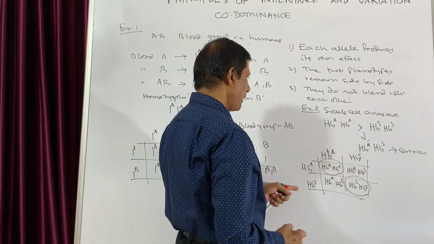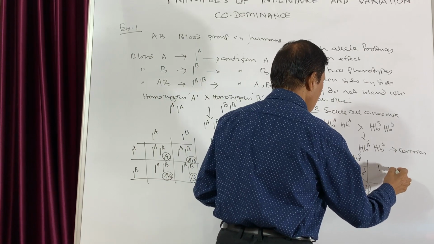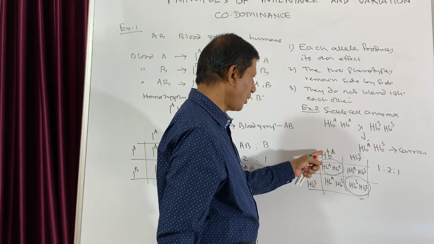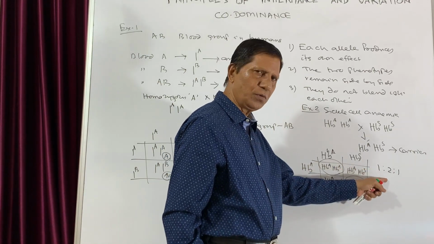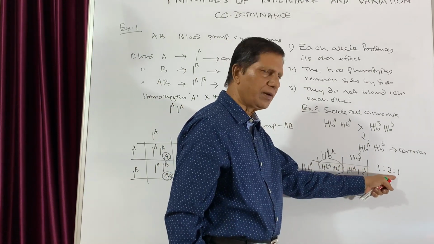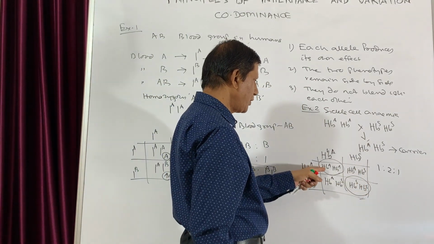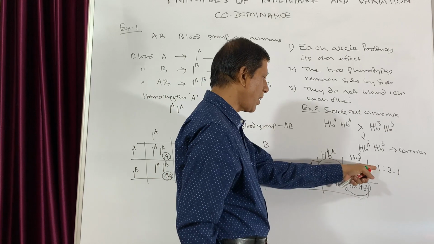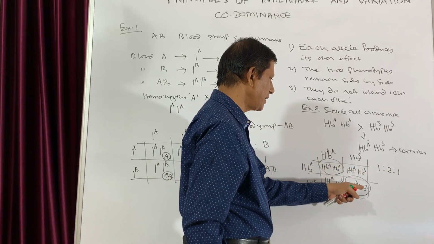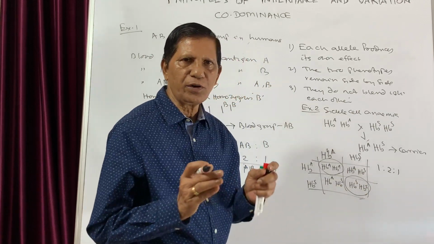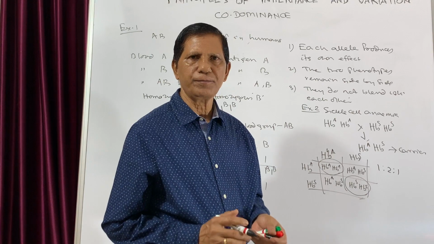That means here, again, they are coming in the ratio 1:2:1. That means the normal 1, the carriers 2, and the sufferer 1. This is the phenotypic ratio. Again the genotypic ratio: HbA HbA 1, HbA HbS 2, and HbS HbS 1. That means both phenotypic and genotypic ratio are the same, 1:2:1.